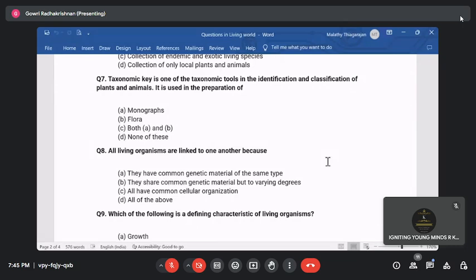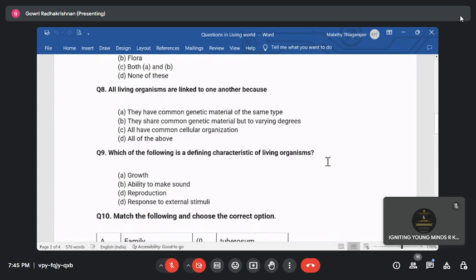That will be used to identify the species, and they keep finding more and more. The list is not exhausted yet. They are still finding more species. So this taxonomic key helps them to extend the monographs and flora. So both A and B, option C is the correct answer.